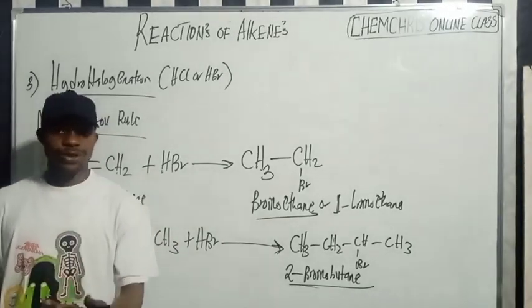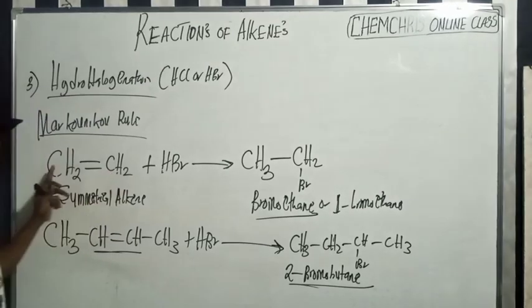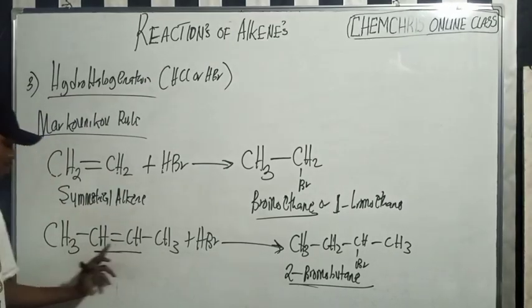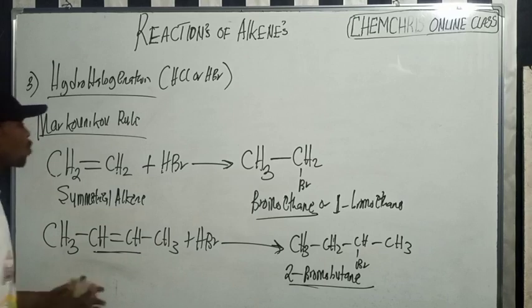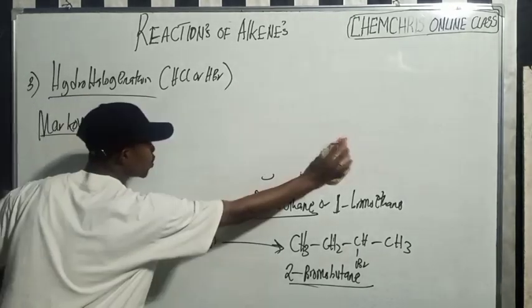So Markovnikov addition will not actually take place here, because the two carbon atoms have equal numbers of what? Hydrogen. This carbon atom has two, this carbon atom has two. Fine. This carbon atom has one. So what about if they don't have equal numbers of hydrogen?